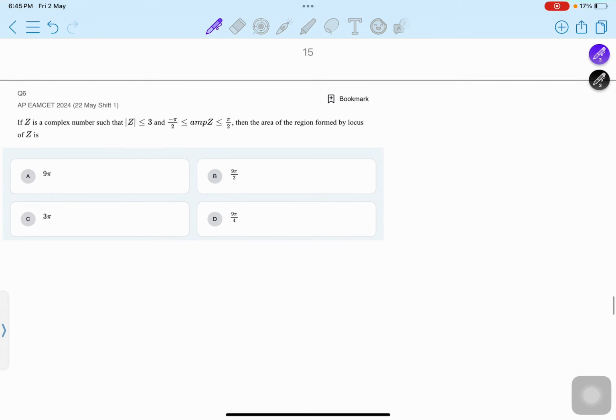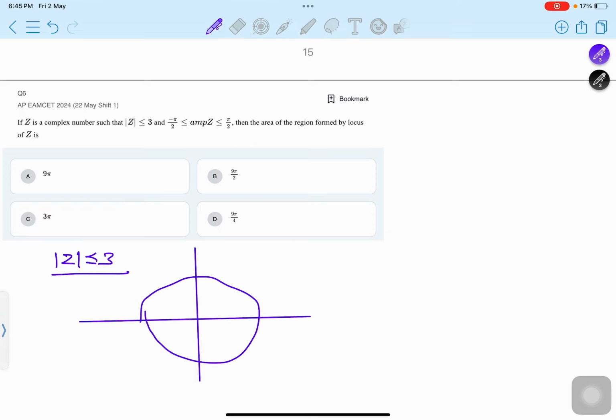Okay, let's start the next question. The given question: z is a complex number, modulus of z is less than 3, and the argument of z is given between minus pi by 2 and pi by 2, and we need the area of the region, the locus of z. Firstly, the modulus of z less than 3 is represented by a circle. The starting point, 0 comma 0, is the center, and the radius is 3, denoted by a circle with center 0 comma 0 and radius 3.